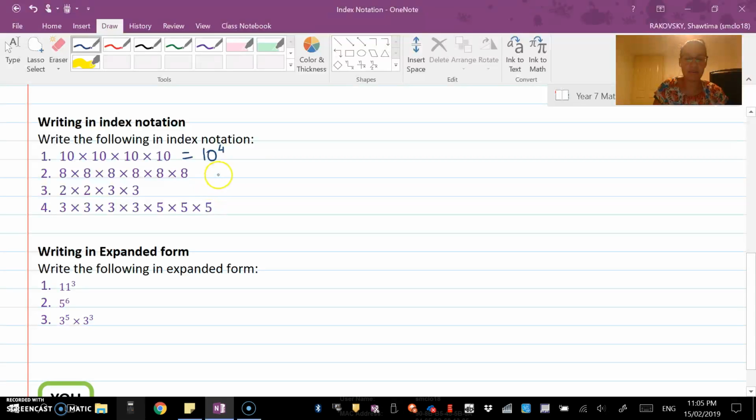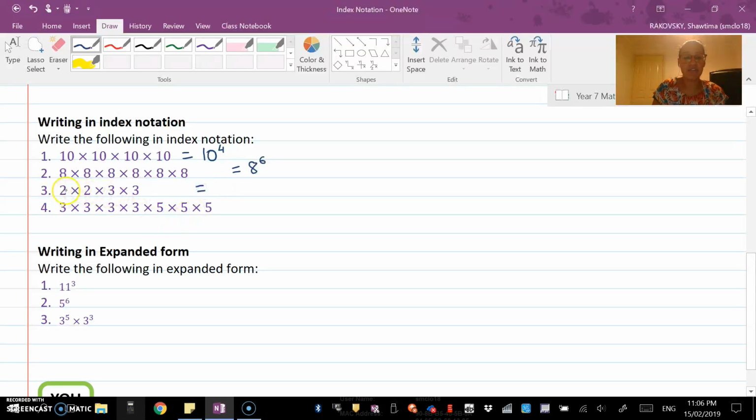It's the same thing again with the 8. So I'm going to move over so I have more space. Again, 8 is our base because it's the number being multiplied by itself. And I have 1, 2, 3, 4, 5, 6 of them. So it's to the power of 6, or the index of 6. Then this next one is a little bit trickier. However, the principle is still the same. So you should be able to recognize.